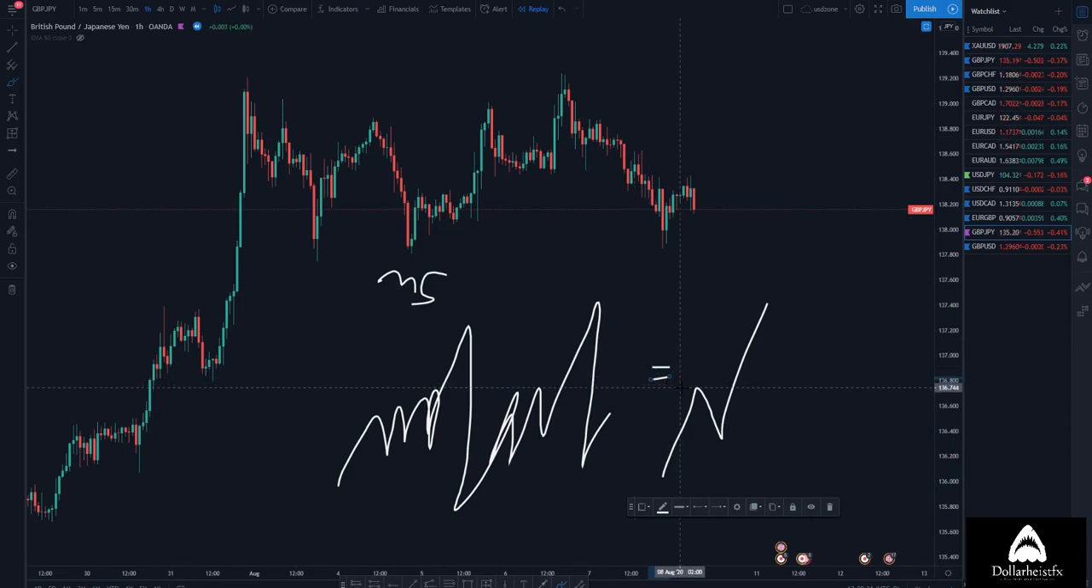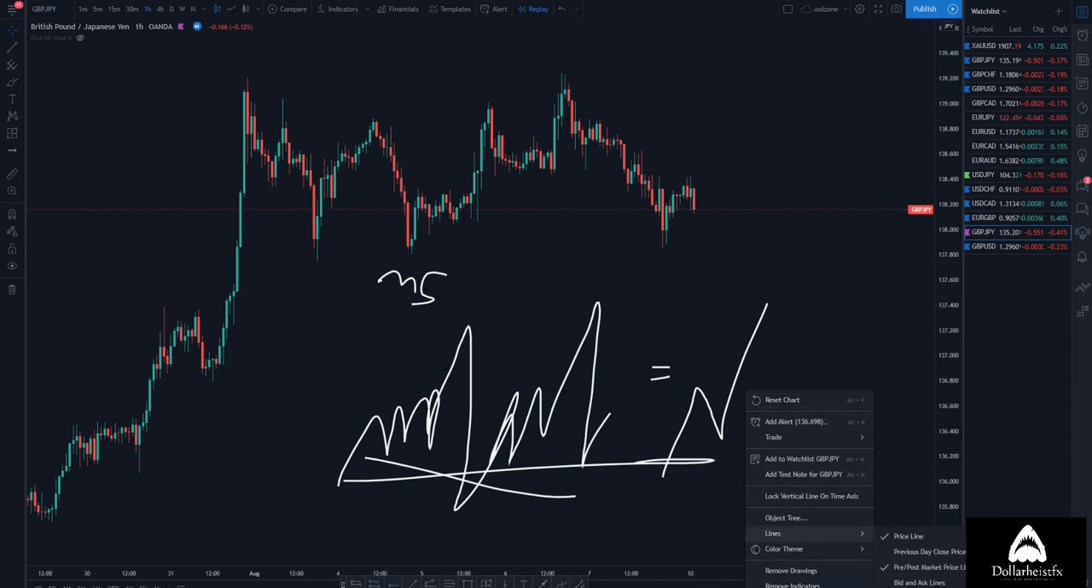That's why I always tell my students to always rely on the higher time frame, because it's going to give you a better entry and a better picture in the market. Whatever fake outs happen on the lower time frame, for example like this.